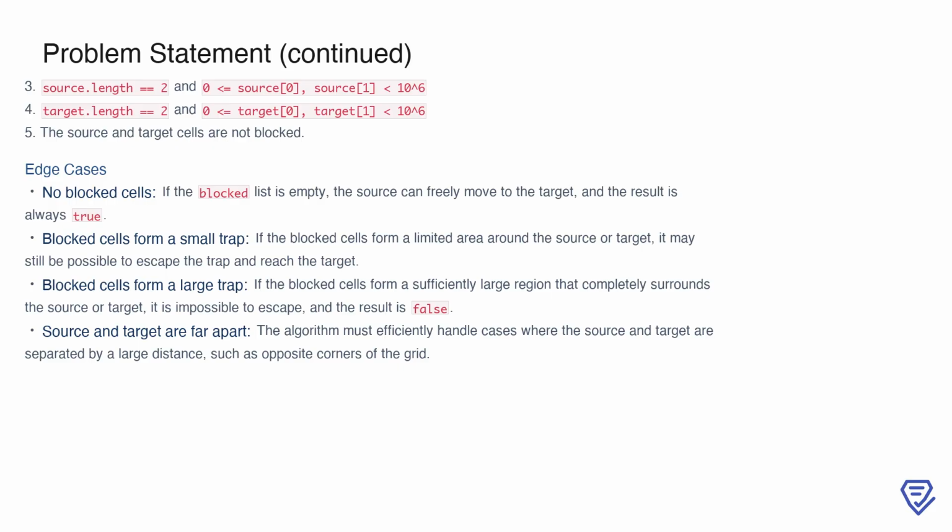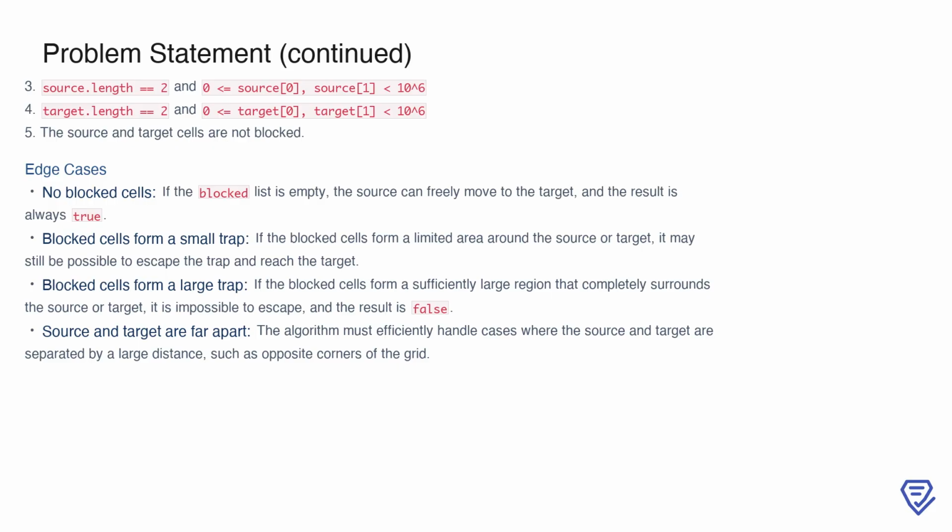The problem also comes with a few important constraints and edge cases to consider. First, there can be up to 200 blocked cells, or none at all. The coordinates of the source and target, as well as the blocked cells, must all lie within the bounds of the grid, from 0 to 10^6 - 1. Additionally, the source and target cells themselves will never be blocked.